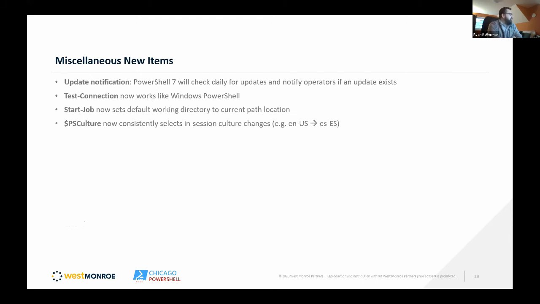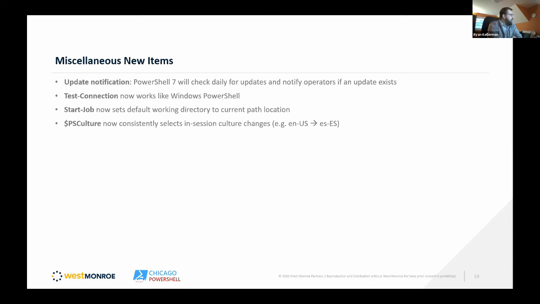Miscellaneous new items. A couple other things that were really low on the interest level for me personally, so they just get crammed into a slide together here. PowerShell 7 will check daily for updates. It will notify operators if there are updates available. This behavior can be modified, but I don't know why you'd want to do it. Everybody wants the latest and greatest, I'm sure. I'm going to skip over test connection.